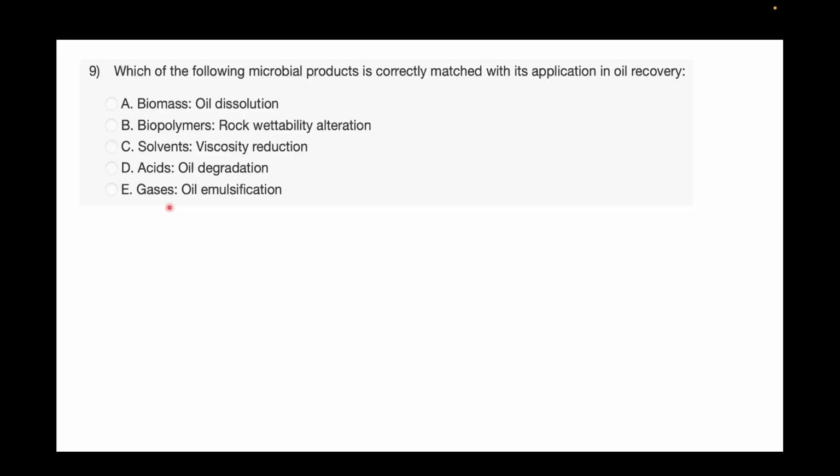Okay, that's enough time for question number 9. Let's check what the answers are in the chat box. Which of the following microbial products is correctly matched with its application in oil recovery? Ashwini says option C. Ankita, option C. Tuhin says option C. Oh, he's changing his answer to B.